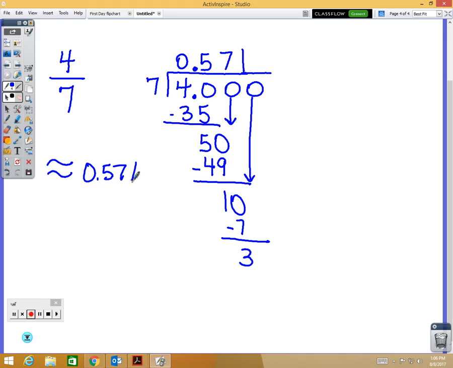You can. Why are you so confused? Well, it's just where you want to stop. I said to the nearest hundredth, so okay, second digit, fine.